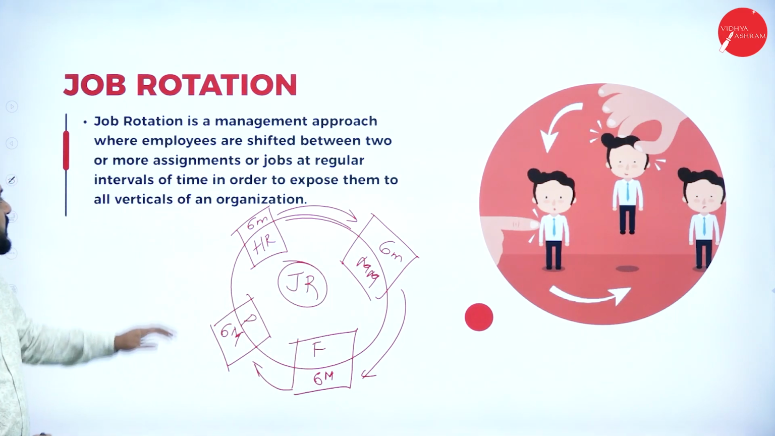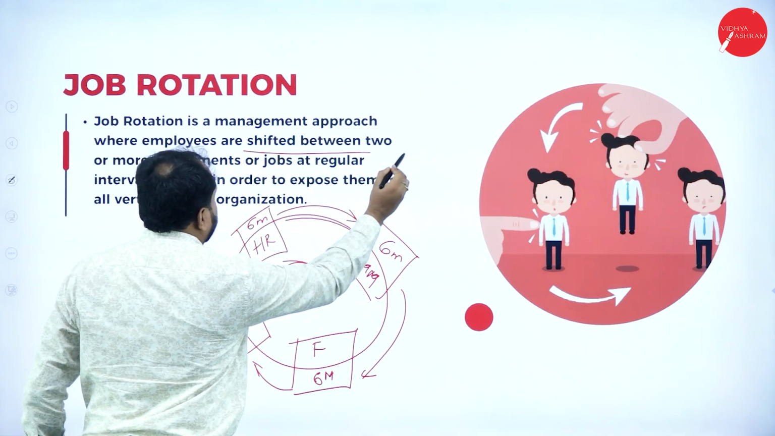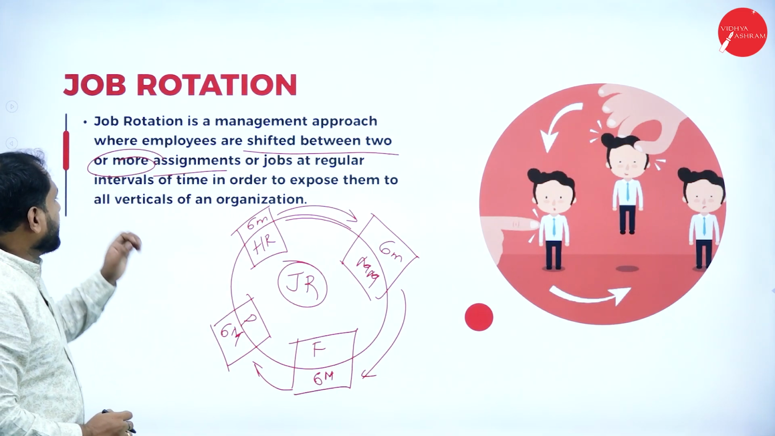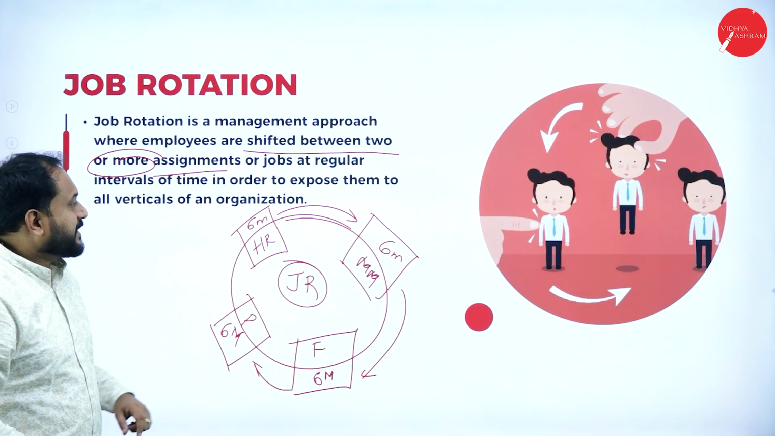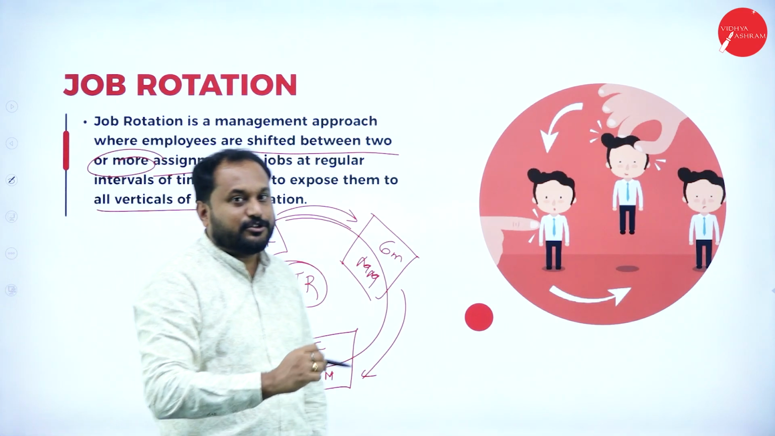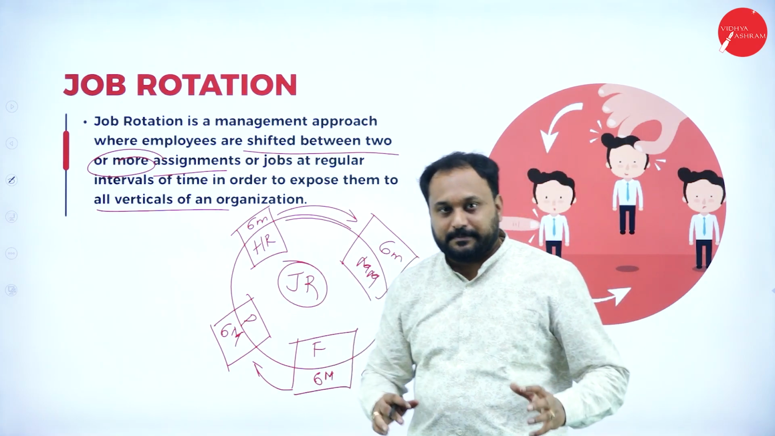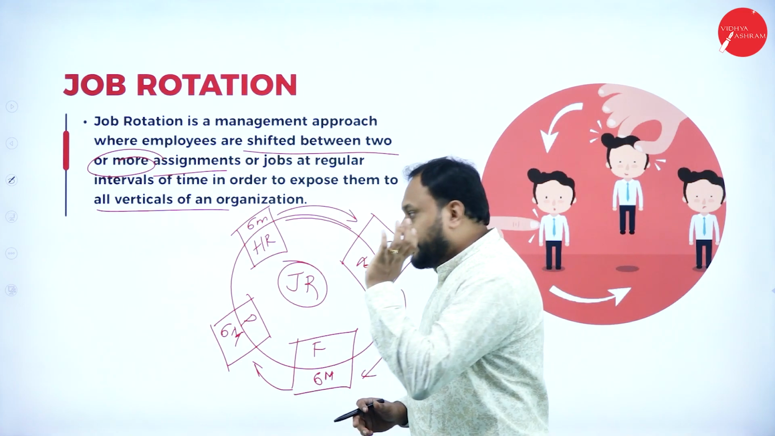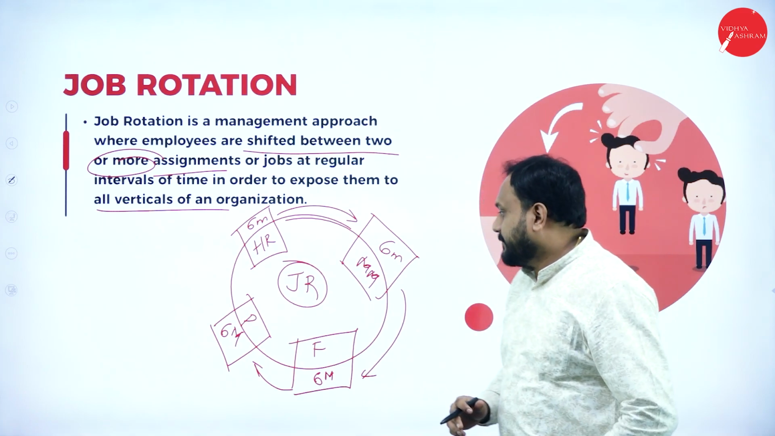Please do understand. Job rotation is a management approach where employees are shifted between 2 or more assignments of job at regular intervals of time in order to expose them to all verticals of an organization. They should know each and every department so that they'll not start the blame game. Say, for example, there is a person called HR. Everybody will actually take this person as responsible. Right? Example, I'll just give it to you.